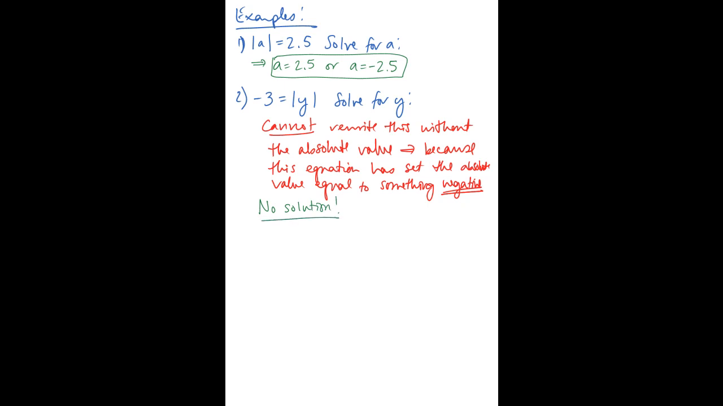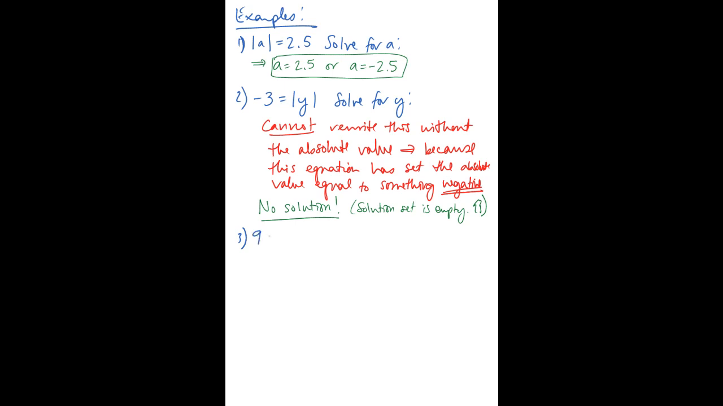The solution set is empty, which you may sometimes see written just like that, as an empty set. And why is that true? Because by definition an absolute value is always positive, so it can never be equal to negative 3. Let's look at our next example.